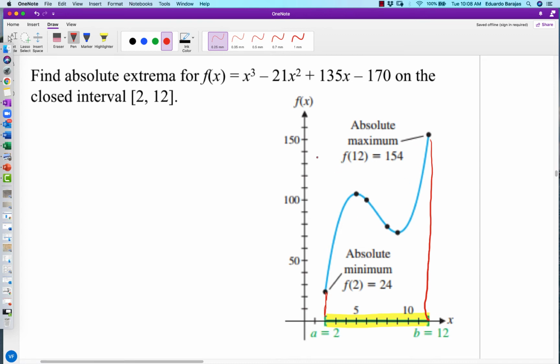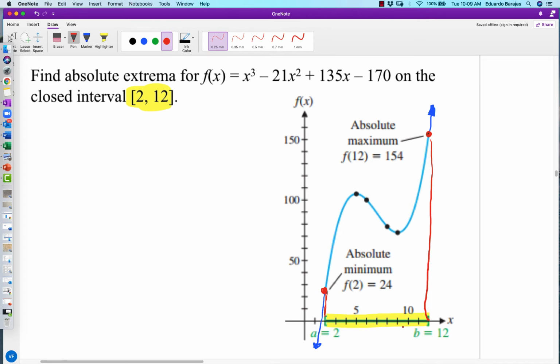Now, if we just drew the whole thing and ignored that little subsection, this graph continues to go that way, and this continues to go this way. So there is no absolute maximum or absolute minimum for the entire function, but if we restrict ourselves to just this little interval from 2 to 12, then there is an absolute maximum and an absolute minimum, and in this case, it happens to occur at the endpoints of our subset, at 2 and at 12.